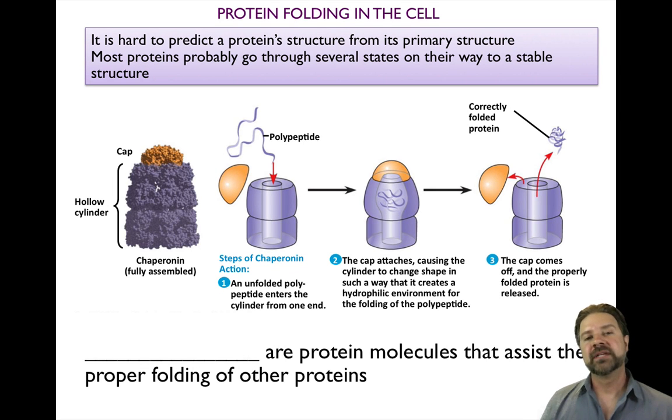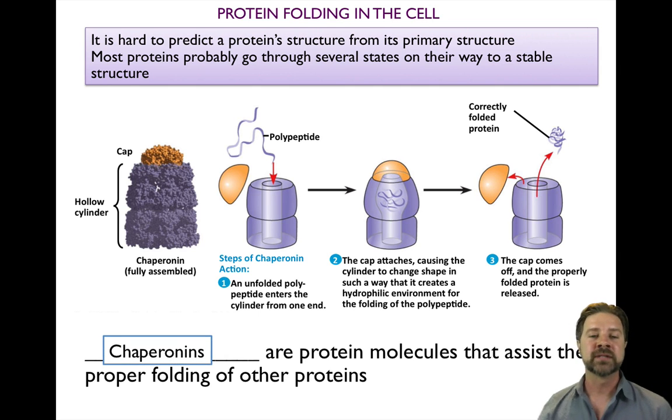So whether a protein has denatured or has just been built, it has to be folded properly. And sometimes, just by chance, it's not going to fold in the right configuration. It needs a little bit of help. So in that case, we call in the proteins called chaperonins, which are going to chaperone that polypeptide and fold it into the correct configuration.